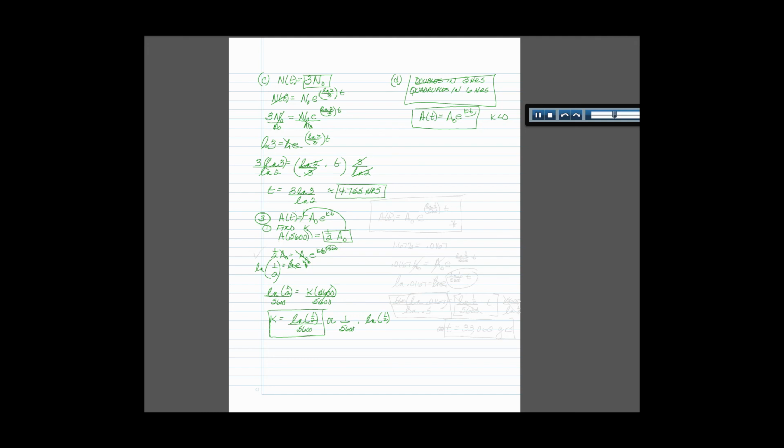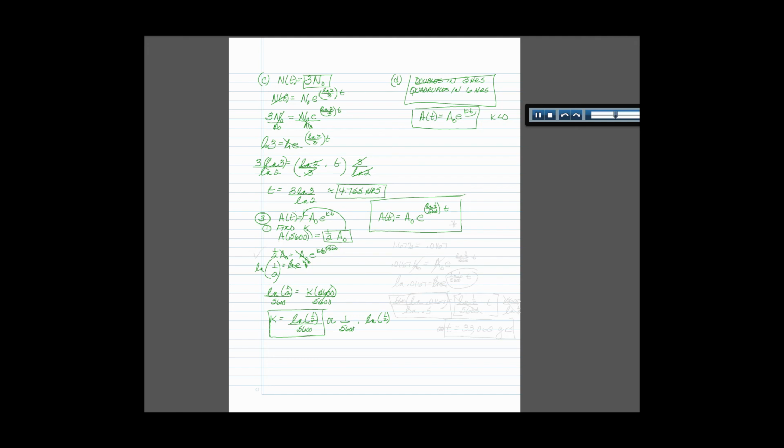Alright, so it's going to be ugly, but when we write the equation, it's going to be A of t is equal to A sub naught e to the k that we found, ln of 1/2 over 5600 times t. And that is what the equation looks like. And aren't you glad that you have a calculator?